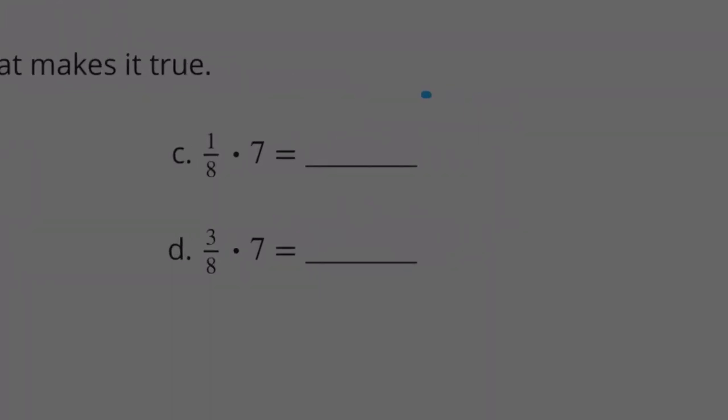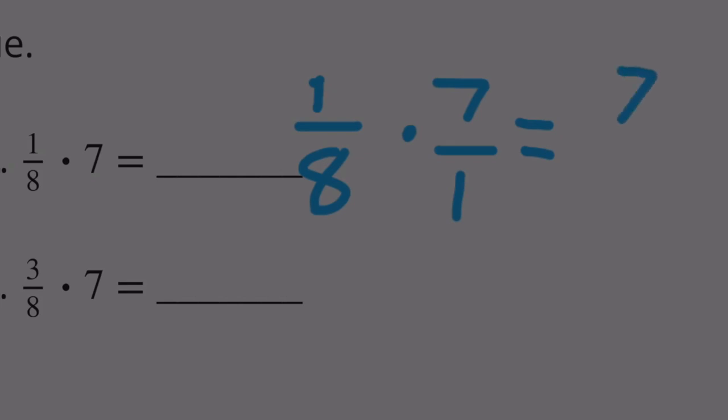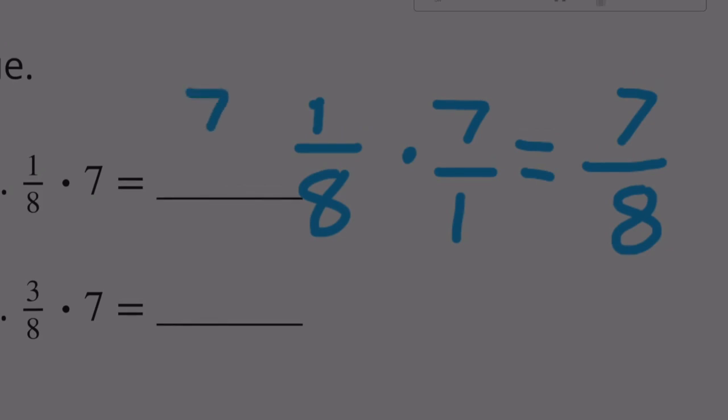So now we're doing 1 eighth times 7. 1 eighth times 7. So now we get 1 times 7 is 7. 8 times 1 is 8. So now our answer would be 7 eighths. 7 eighths.